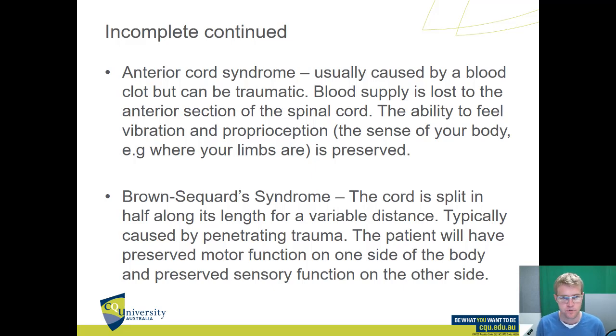And the final incomplete spinal cord injury is called Brown-Séquard syndrome. And this is always traumatic, usually penetrating trauma like a bullet or stab wound. And this is where the cord down the length of it has been split. This is an easy one to pick because the patient will have preserved motor function on one side of the body and preserved sensory function on the other side of the body. So they'll have one arm or leg that they can move but not feel, and then one that they can feel but not move. And that's because if the cord's been split in half, those ipsilateral components aren't able to communicate with each other anymore.